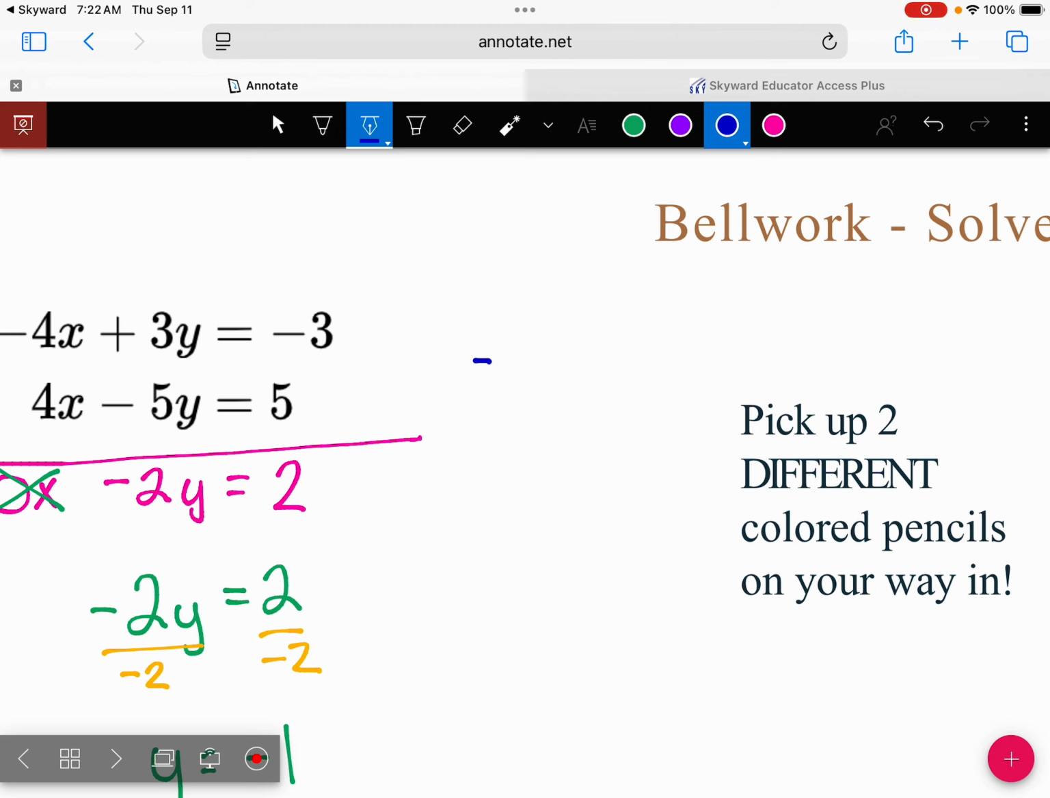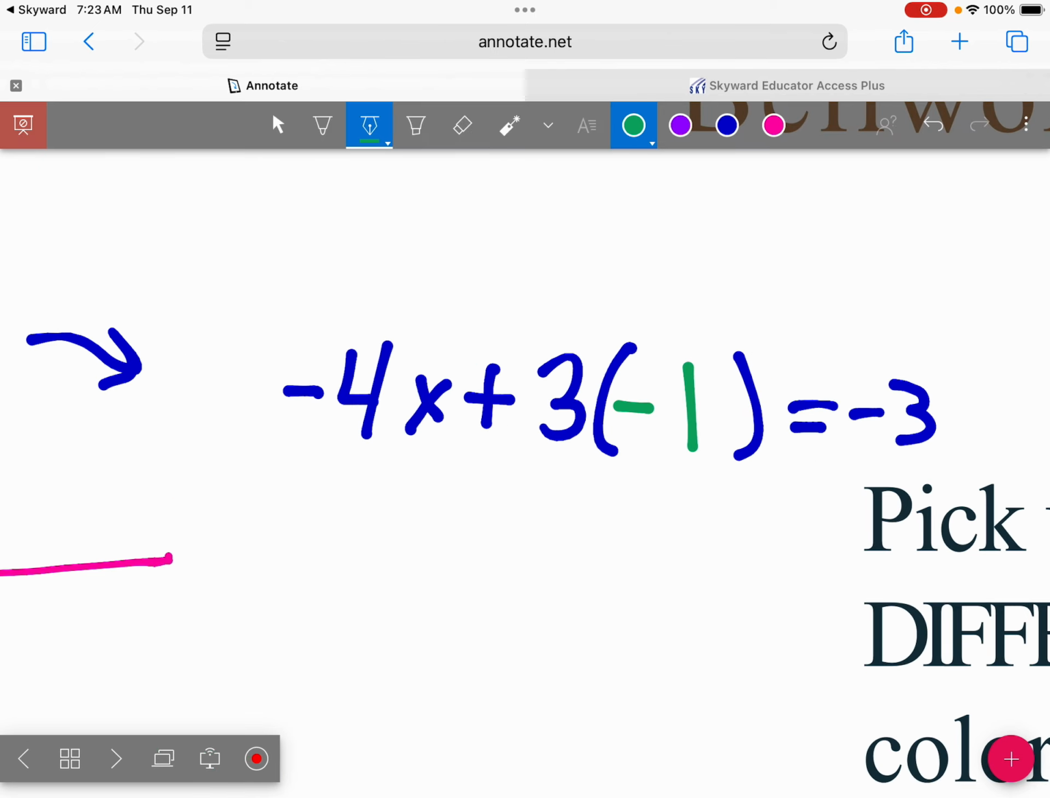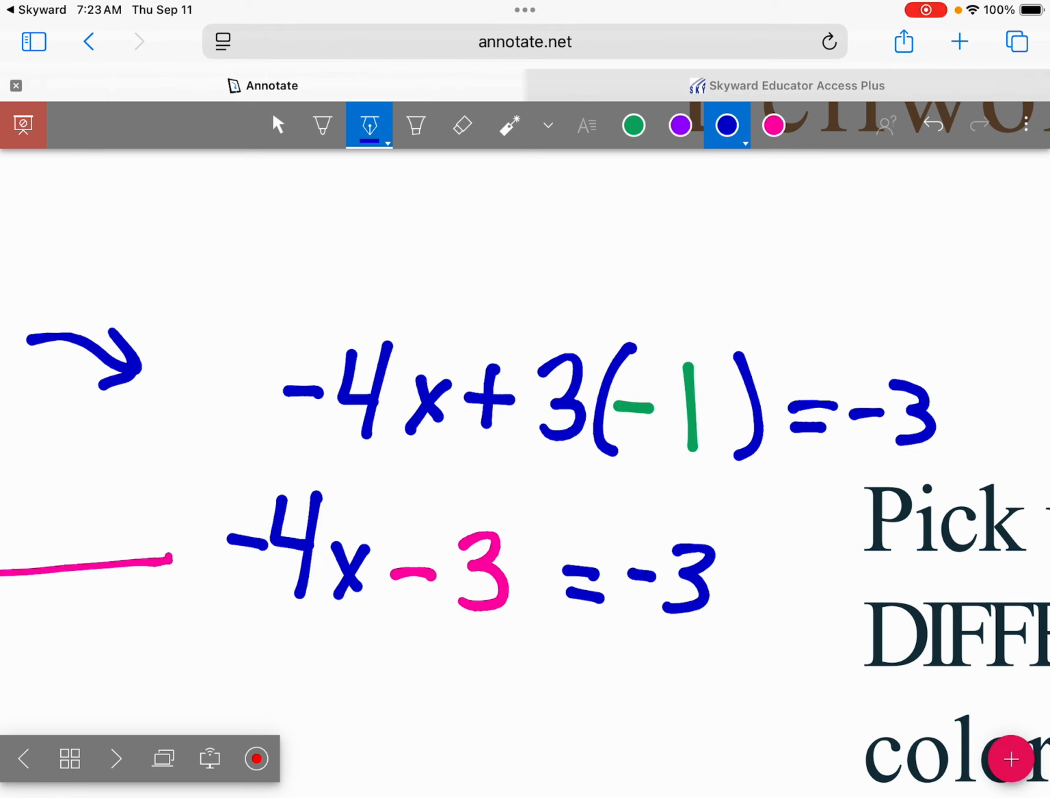So we're going to take our minus 4x plus 3y equals minus 3. Well, we know our y is going to be minus 1. So we're substituting that in place of the y. And now we're going to try and solve this to figure out what x is. We've got our minus 4x. When we do this multiplication, 3 times minus 1, this becomes minus 3, equals negative 3. Then what should we do? Add 3.